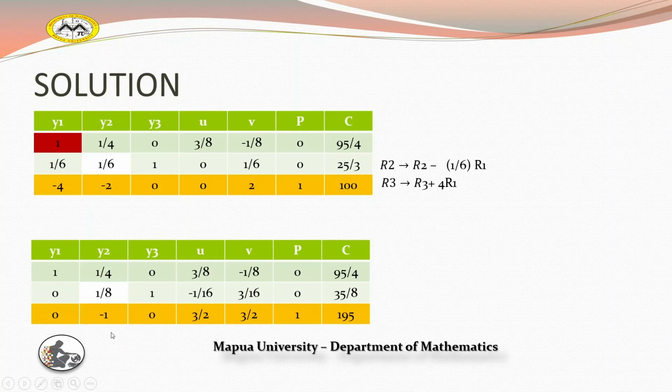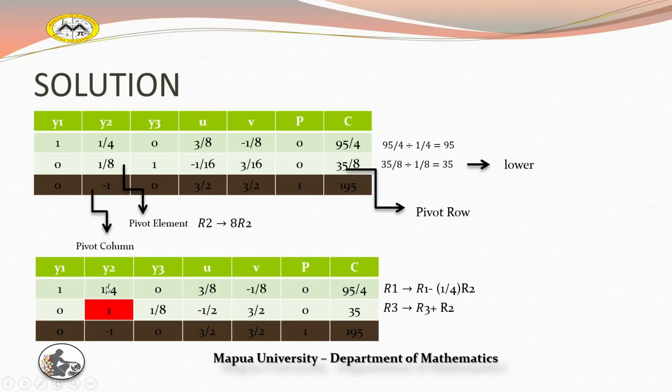But then again, as you can see here, there's still a negative value in the last row. So this is our next pivot column, because we have to remove the negative value in the last row. And then we have to consider again our pivot element by dividing the constant value by each coefficient in the y's of 2 column. So that will be our next step: dividing the constant by the coefficient of the y's of 2 column.